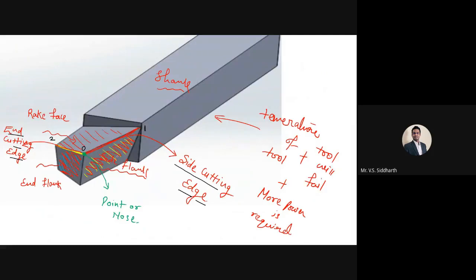So how many surfaces do we have? Tell me quickly. We have a rake surface, we have end flank, we have side flank. So to the rake surface, you give two slopes. To the end flank, you give two slopes. To the side flank, you give two slopes. So 2, 4, 6. Total angles will be 6 angles.